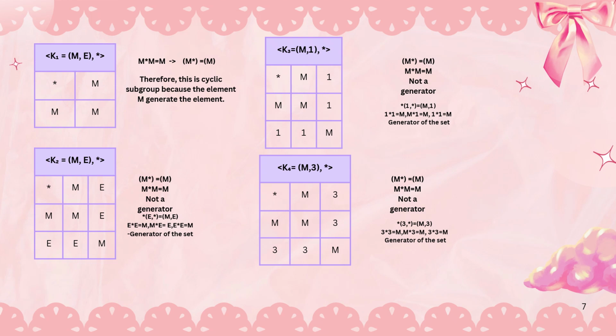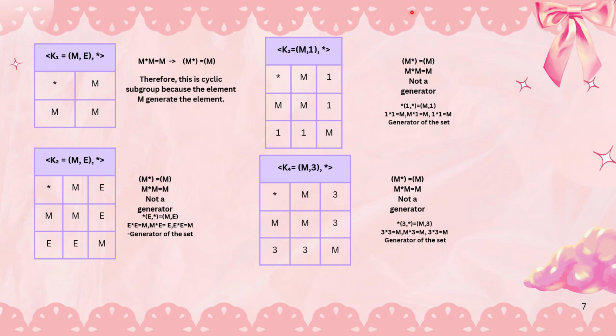Therefore, it is really not a cyclic group. Now, we have here K sub 1, which contains the element M. M operates M is equal to M. As you can see, when you operate M by itself, the resulting element is M. Therefore, it is not a cyclic group because the element M does not generate the other elements.